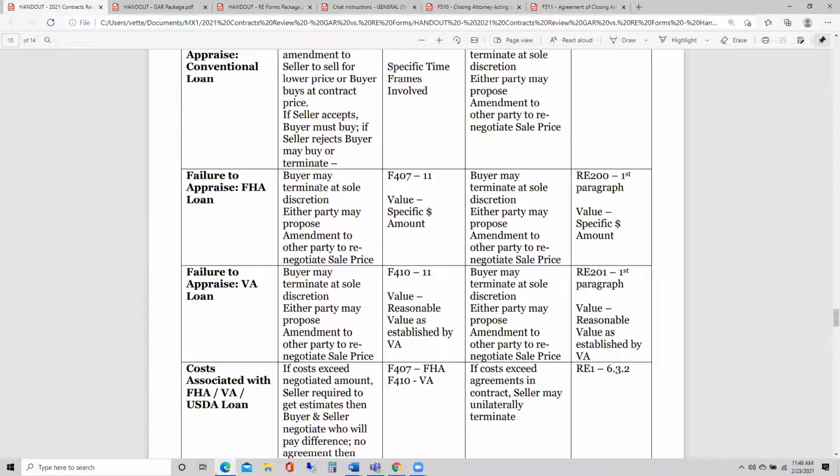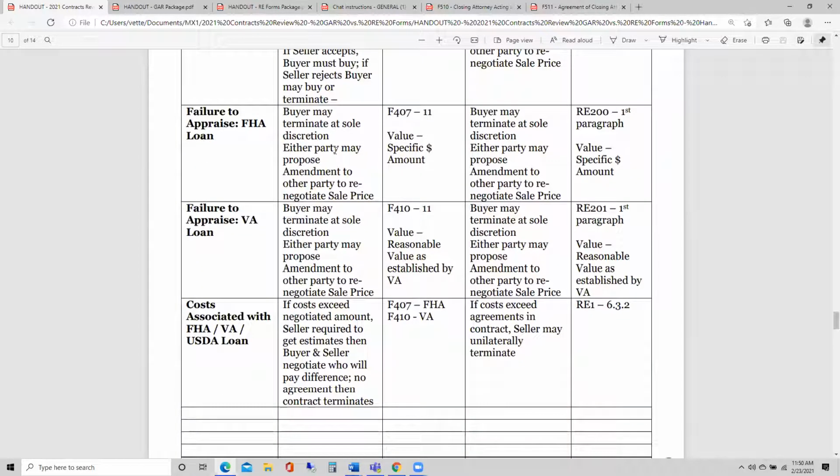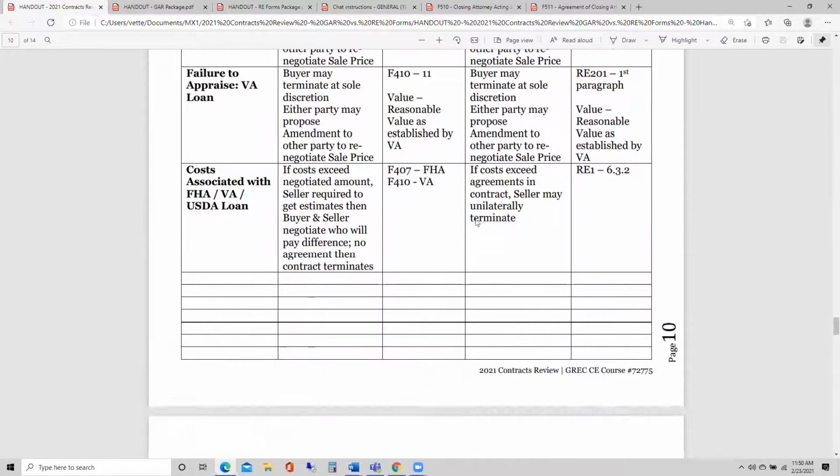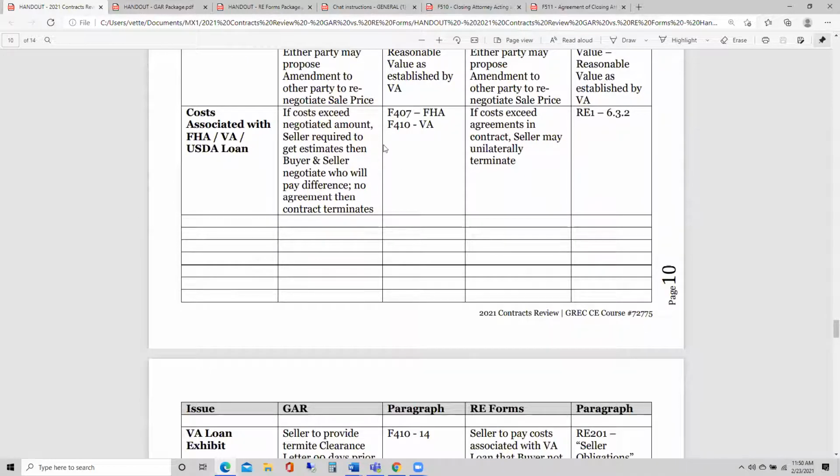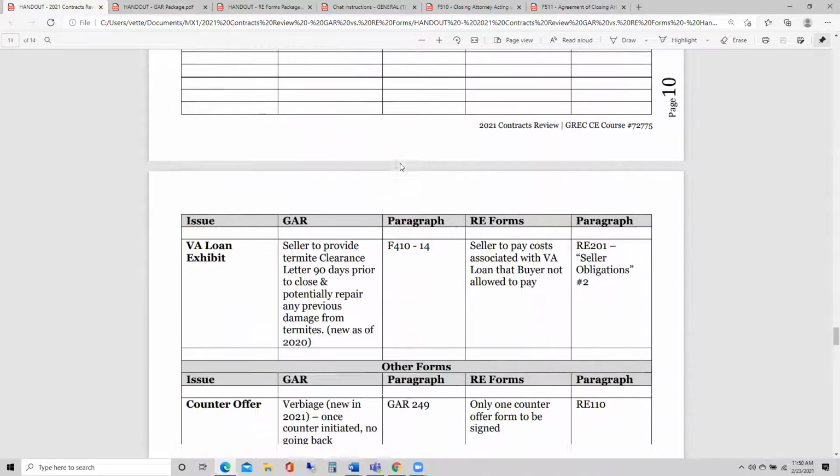Under both contract packages, for failure to appraise when they're getting an FHA insured loan, the buyer may terminate with a low appraisal. They don't have to give the seller the opportunity to sell it for the appraisal price, and they may do it through day of closing. That is true for FHA and VA, regardless if you are binding under GAR or RE. And then again, various costs associated with an FHA, VA, or USDA loan. We've just discussed that already.